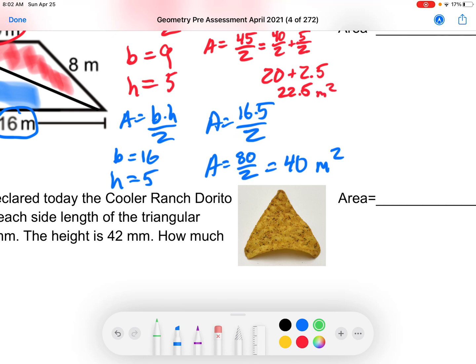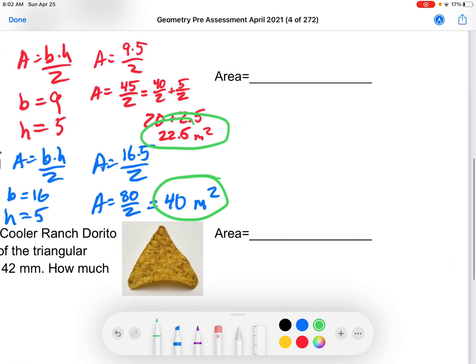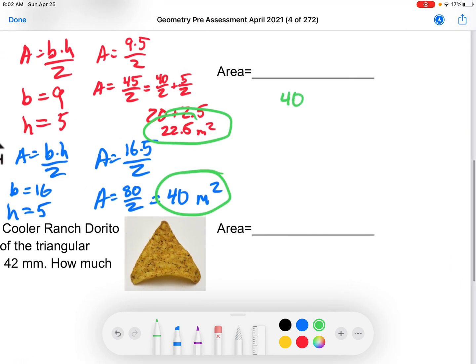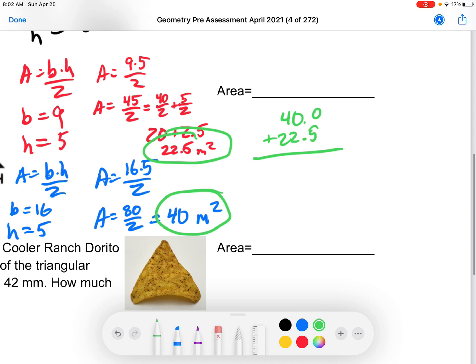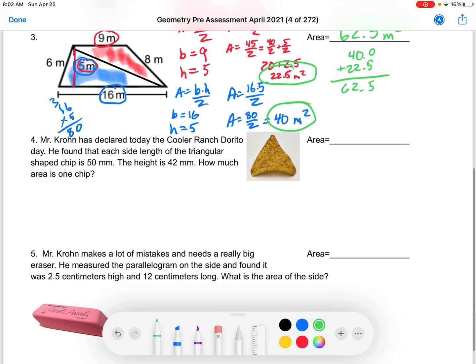The last thing we need to do is combine the red triangle with the blue triangle, and when we put those final areas together, we have 40 and 22.5. Add that up. I'll slip a 0 in there. That looks like that's going to be 62.5 square meters.